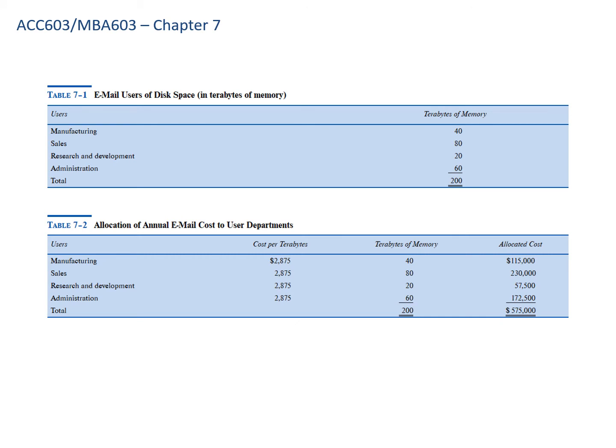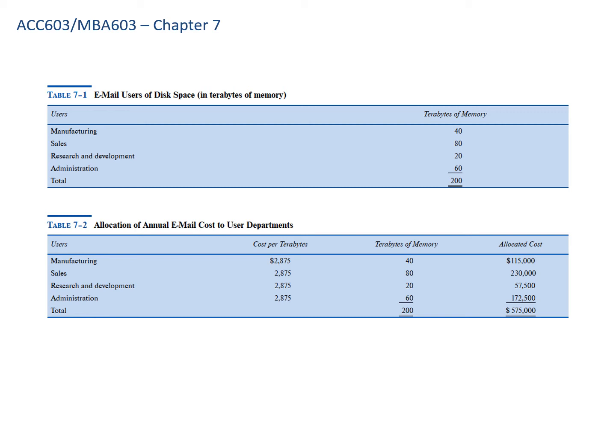So there's an example in the book that I thought was pretty good about the cost of an email system for a company. So they have to have servers, they have to have technicians to keep the servers running, they have to have software that they lease and maybe some maintenance contracts, and there might be IT security cost, all of those kinds of things. So they have a total cost of $575,000 and they want to allocate that back to the different departments.